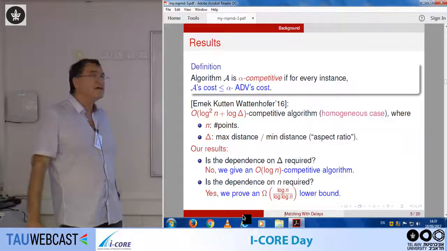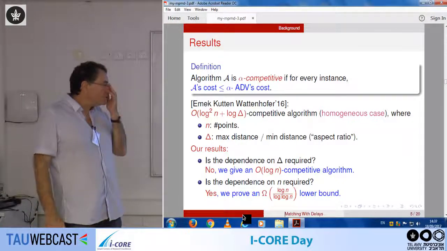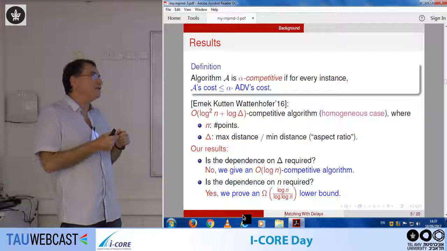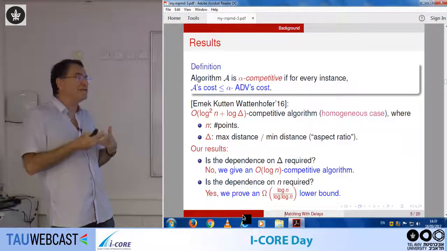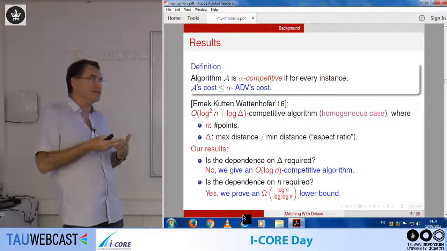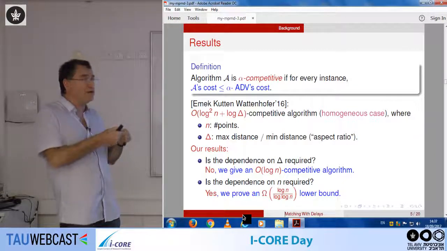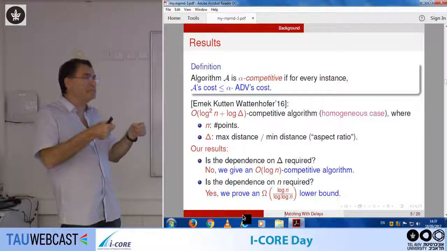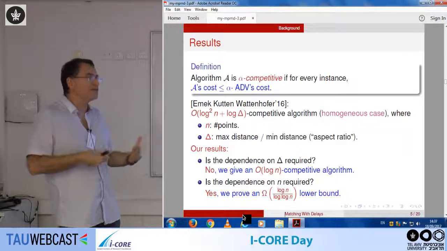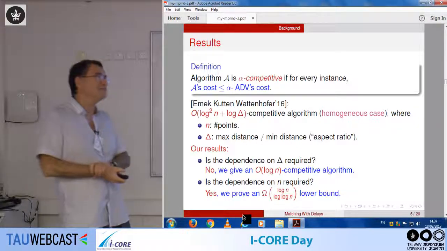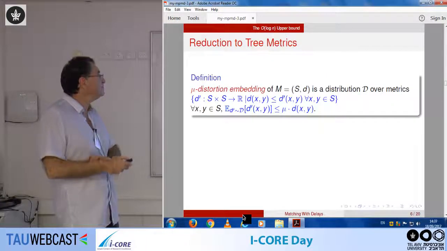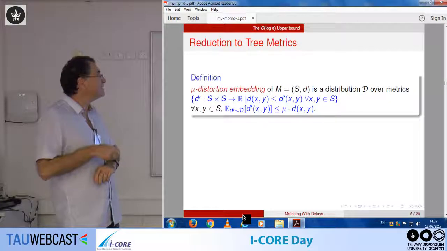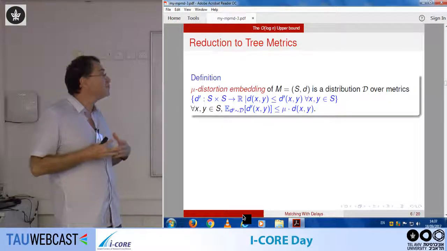Even if there is some dependence on delta. Of course, typically people don't want to get things which are dependent on delta, but I'll mention the lower bound: it's even for n equally spaced points on the line. Even for that, you get a lower bound of log n divided by log log n. Okay, so now I'm going to describe the algorithm.